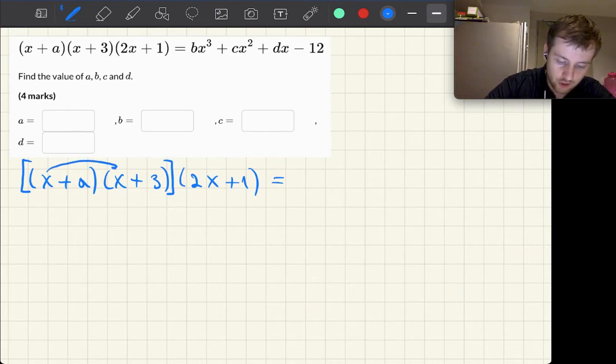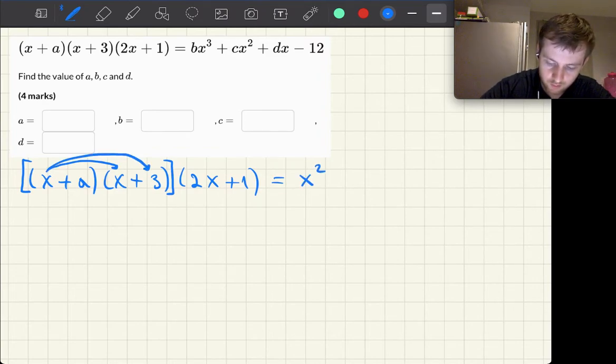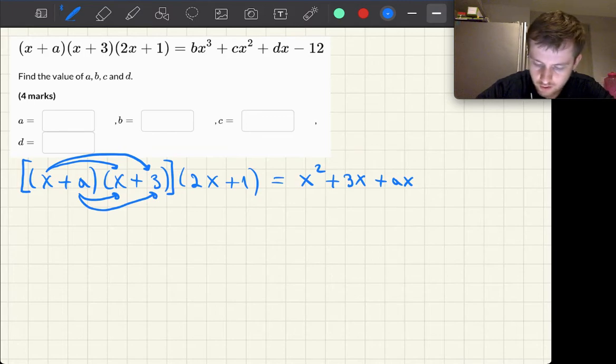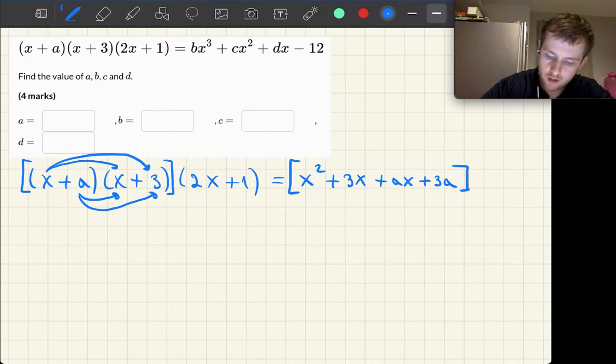So we're gonna do just like before, which is x times x. It's x squared. x times 3 is 3x. a times x is ax. And finally, a times 3 is 3a. Let's keep the square brackets. And then, okay, all of this, there's no like terms for now. So maybe we're gonna find them later. And then we have 2x plus 1 here.